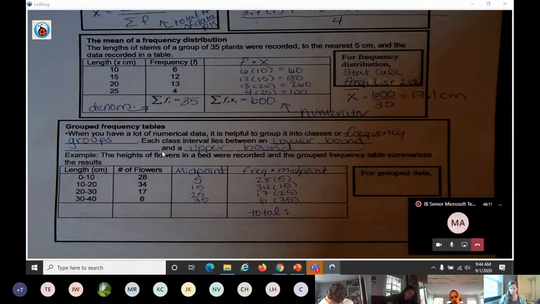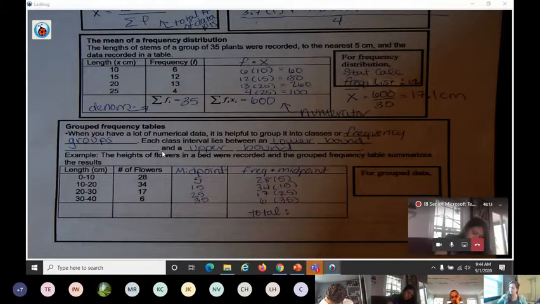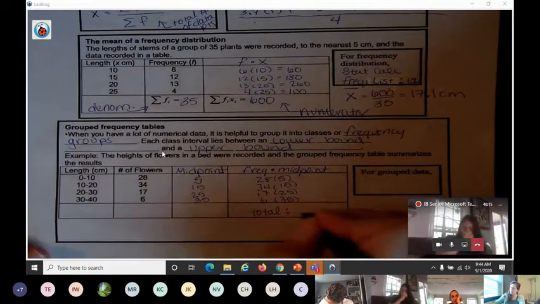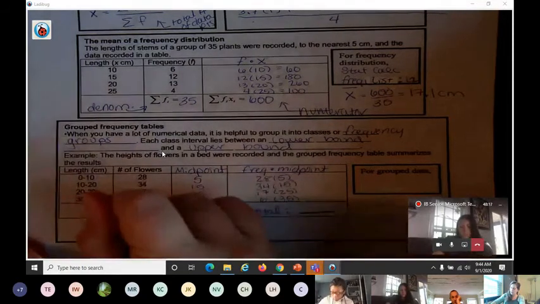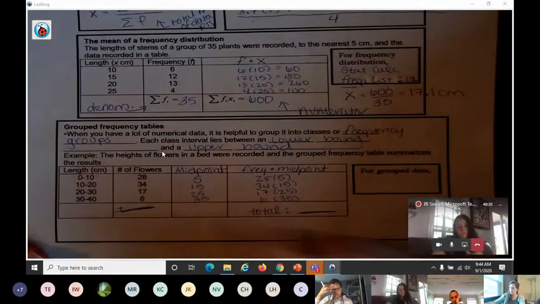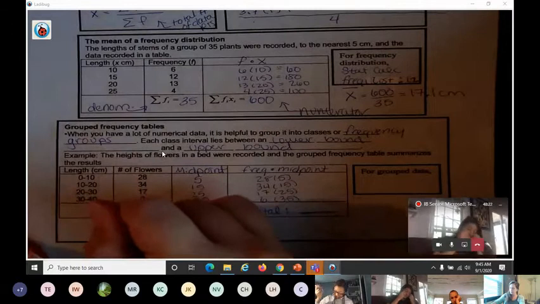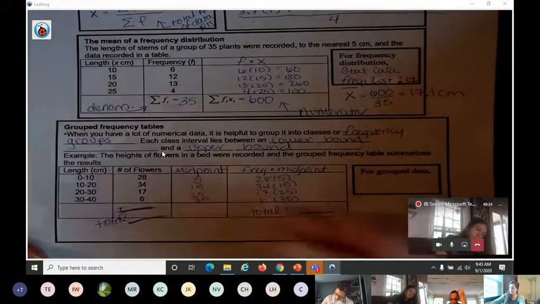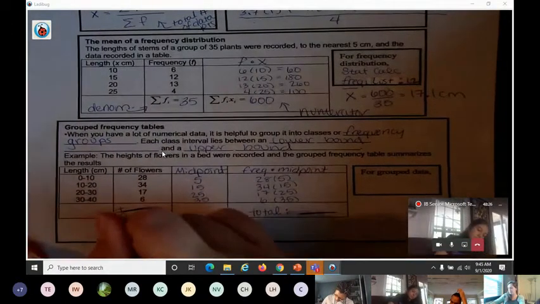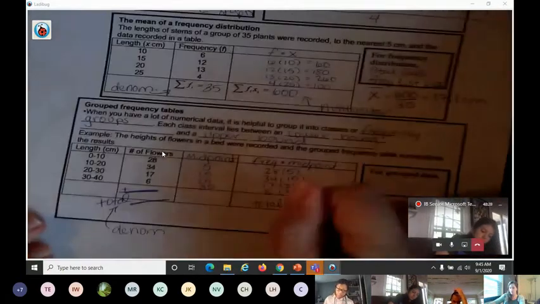Oh my gosh, this might not be worth it. Okay, I'm just going to tell you what to do. So you would get your total value. You would add all these guys up and get your total value. And then you divide them. This is going to be your denominator. This one's going to be your numerator.